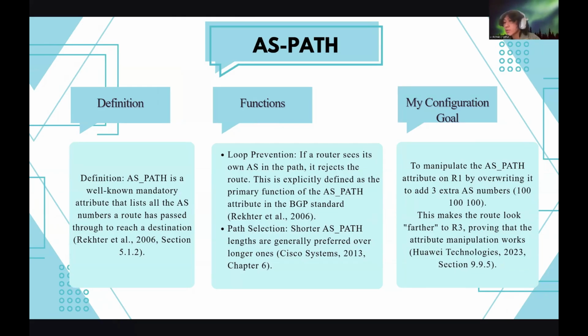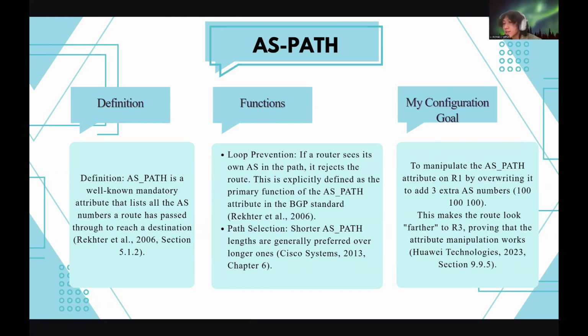Okay, the attribute I choose is AS path. So what is it? The AS path is a well-known mandatory attribute. It means every BGP router must support it, and it must be included in every update message. It lists all the AS numbers a route has passed through.